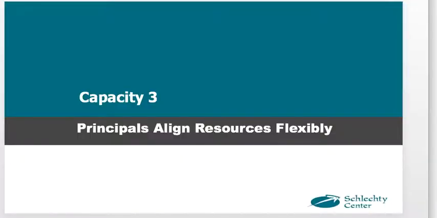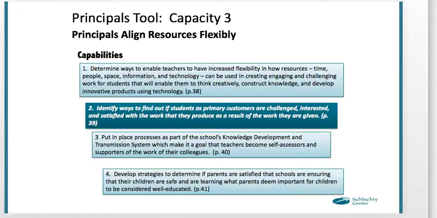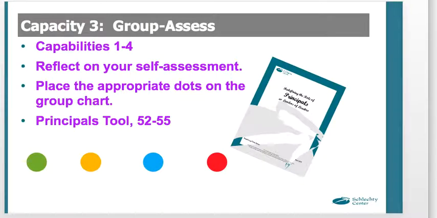The final section, capacity 3, discusses principals aligning resources flexibly. In this capacity, we'll discuss capability number 2, thinking about a student as a primary customer for quality work designed by students. Again, once you complete that conversation and participate in a protocol, you will self-assess and place your selected dot on the group chart.